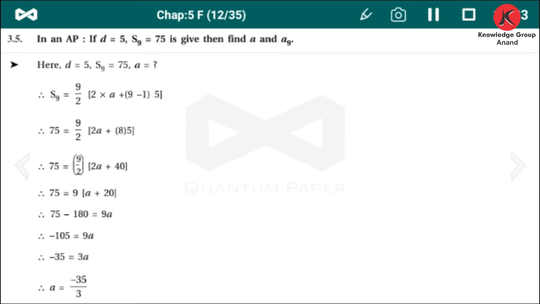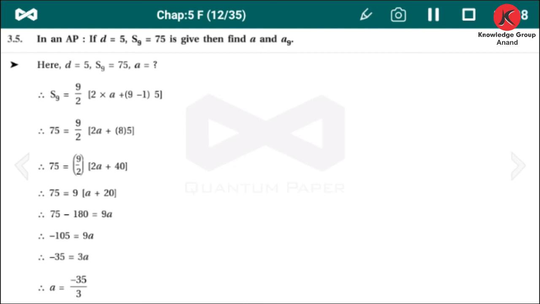Now, question number 5. In an AP, if D is equal to 5, S9 is equal to 75 is given. Then find A and A9. Here D is equal to 5, S9 is equal to 75. Find A.